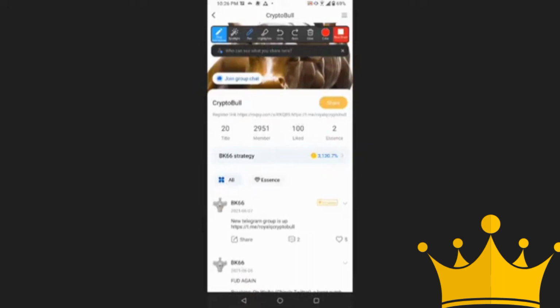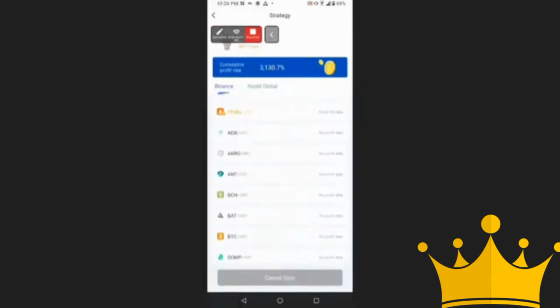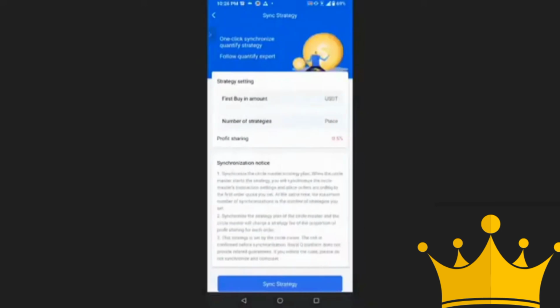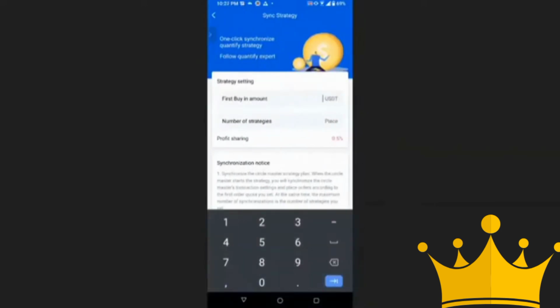If you want to follow him, you click on this one. Click on the percentage, then you can see all the coins that he has traded before. Sorry, I cancel first. If you're okay, you click sync strategy. In sync strategy, you can select how many coins you want to follow. So let's say I put $10. Let's say I want to follow one coin.